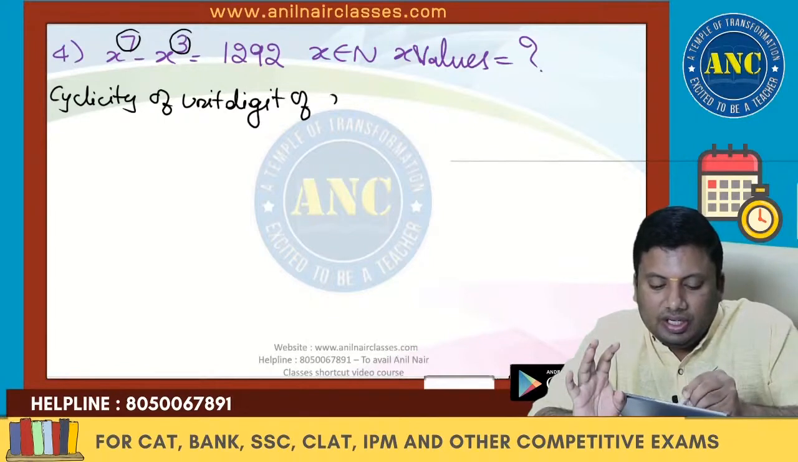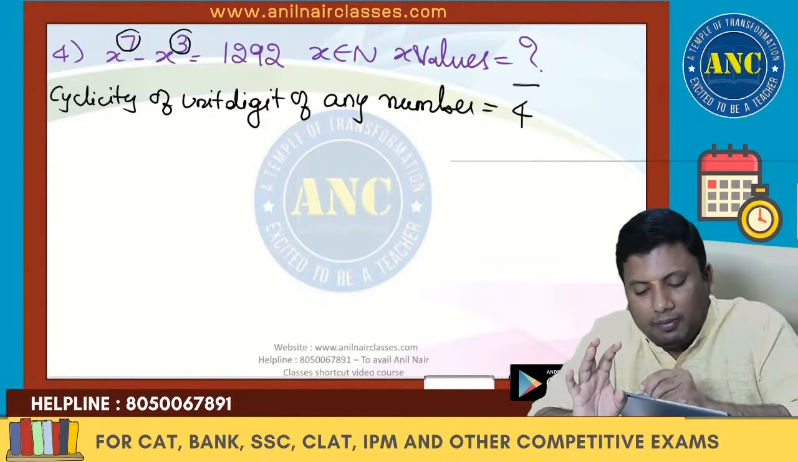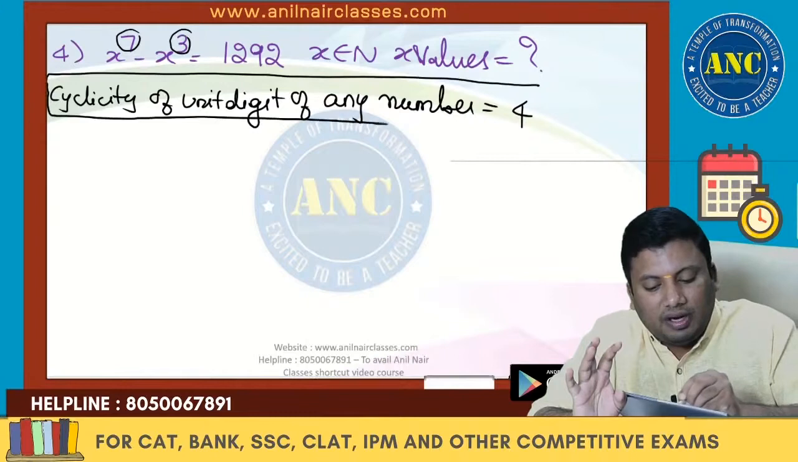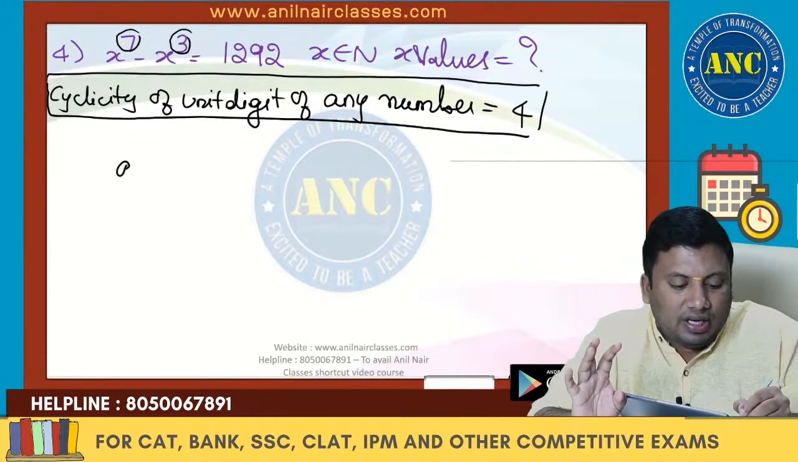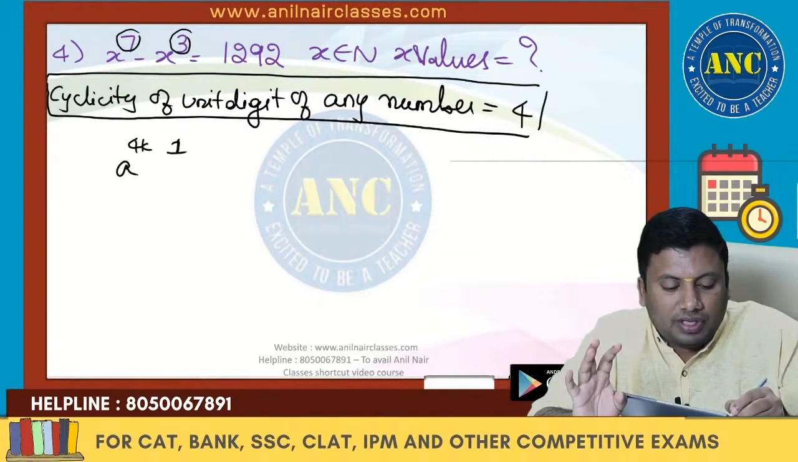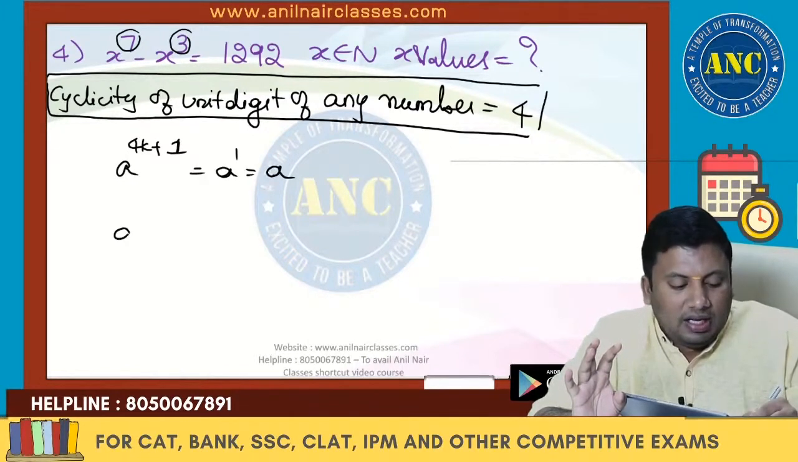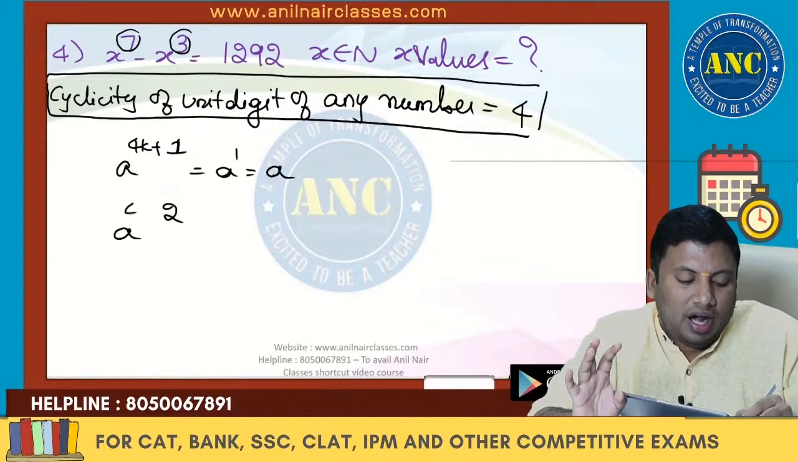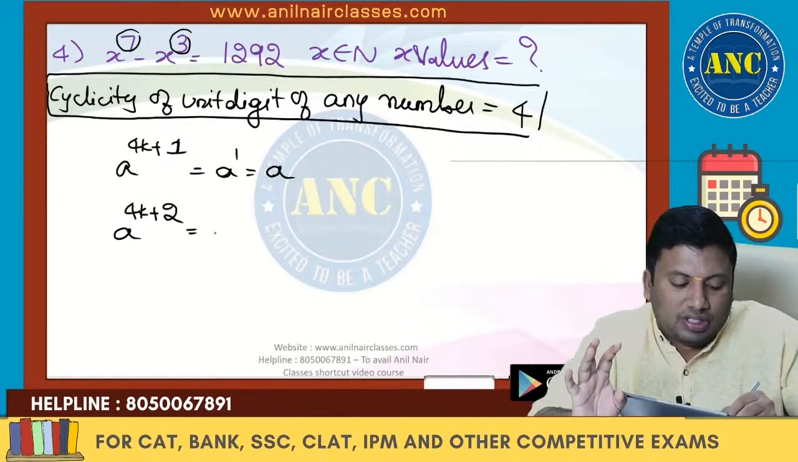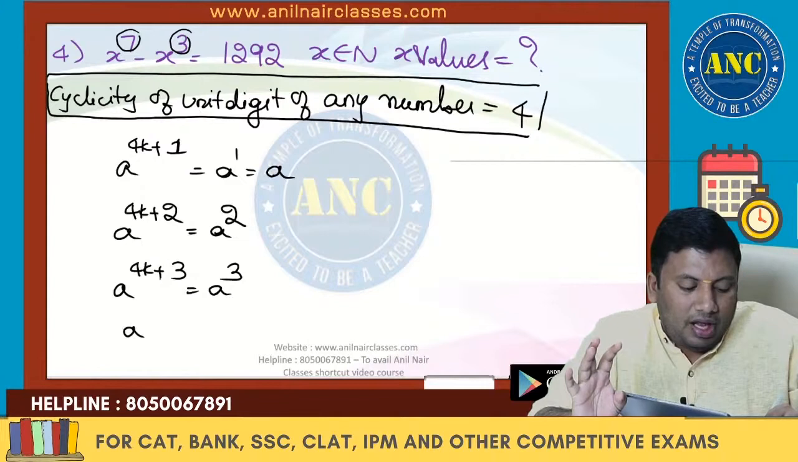Cyclicity of the unit digit of any number. It is nothing but 4. After 4 steps, it should definitely get repeated. If a is the unit digit, a power 1 is a. After 4 steps, it should get repeated, which is nothing but a. A square, a is the unit digit, beta. After 4 steps, it should get repeated. A power 3, after 4 steps, it should get repeated. A power 4k is nothing but a power 4.